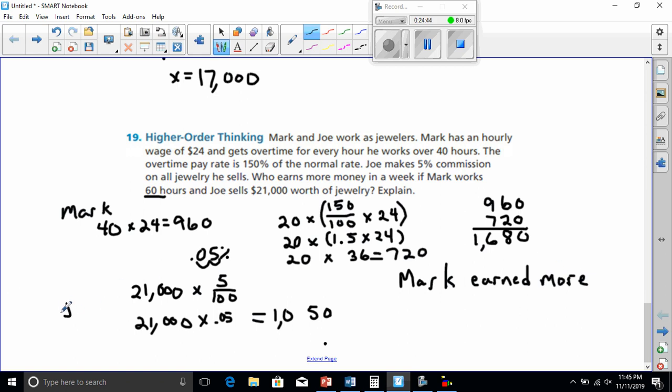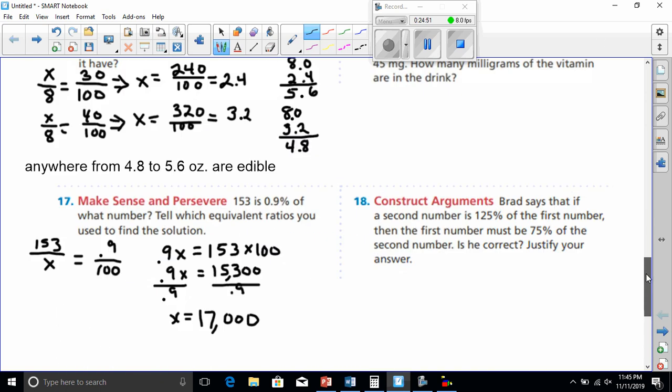This was Joe's work over here, so I'll label this Joe. And that is pretty much it. No more for me to do, which means the rest are all for you to do.